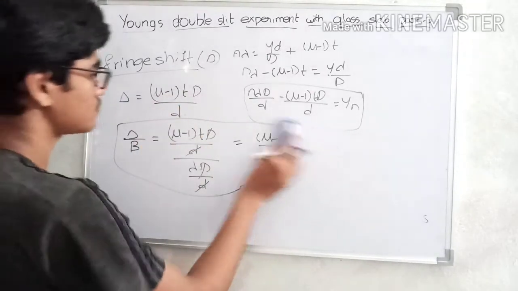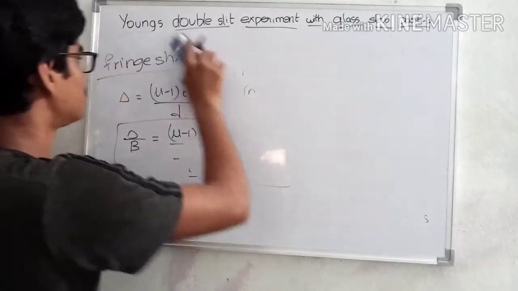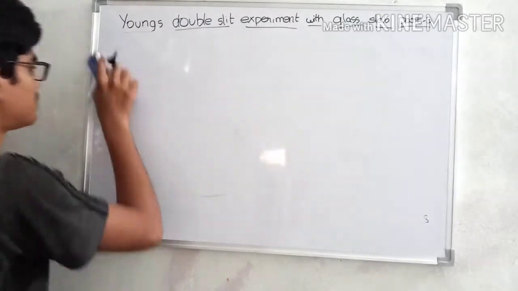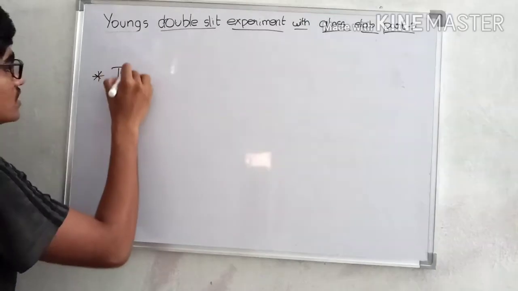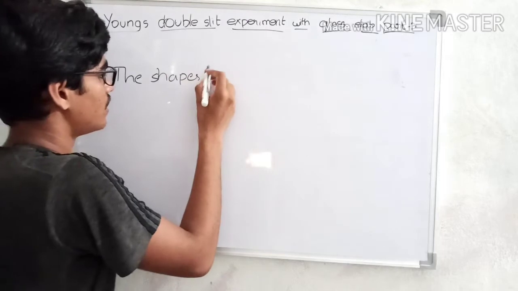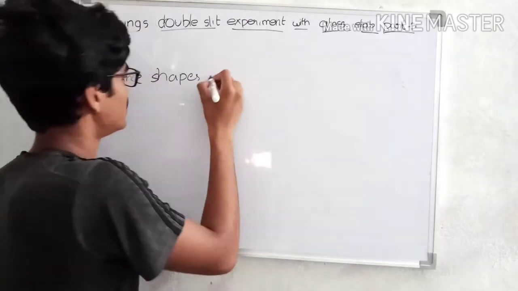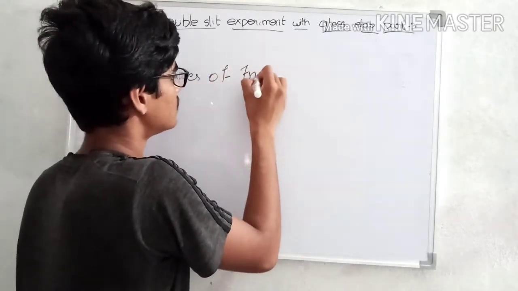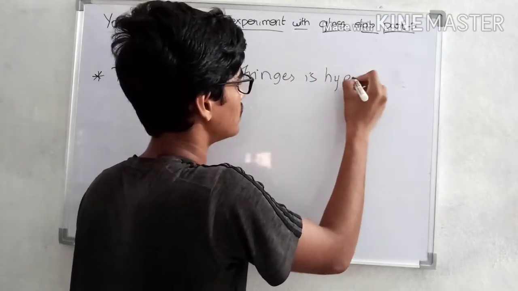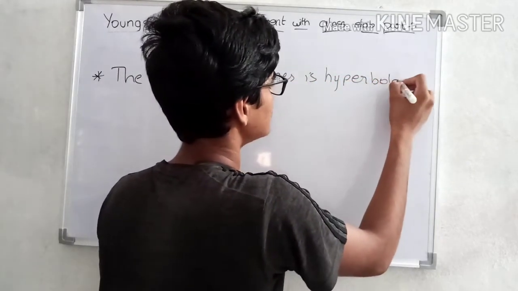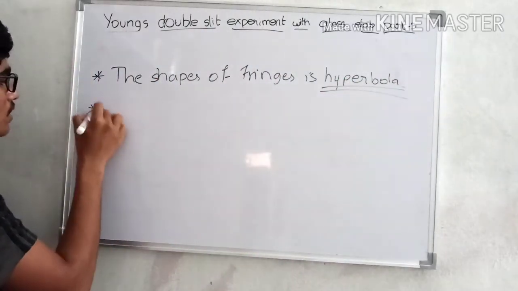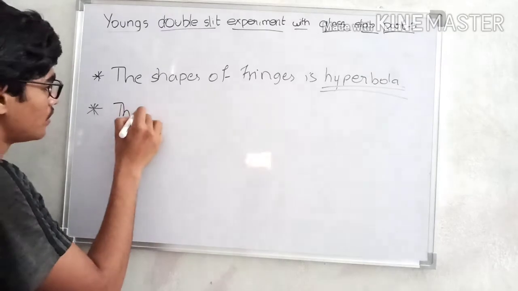Then I want to explain some important points regarding Young's double slit experiment. They are the shape of the fringes formed on the screen. The shape of the fringes formed on the screen is a hyperbola. That means the fringes formed on the screen are in the shape of a hyperbola.